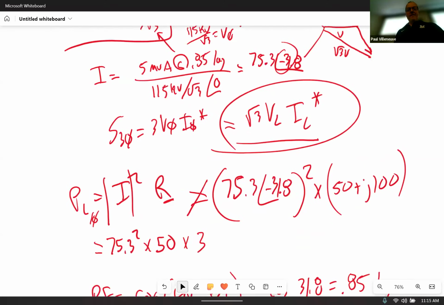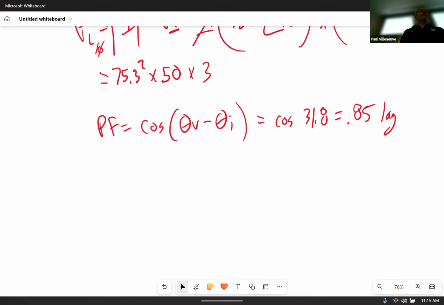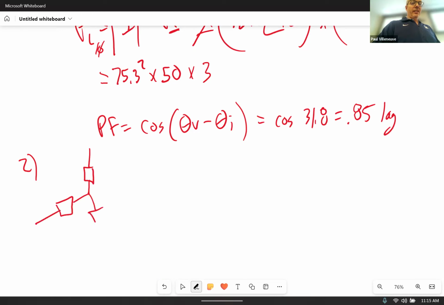Questions on that? Should we move on to number 2? I was really hoping to see some pictures in this next problem. Why do you like to see pictures? Because it really tells me a whole bunch of information. I'm just going to call this Z Y and Z delta.